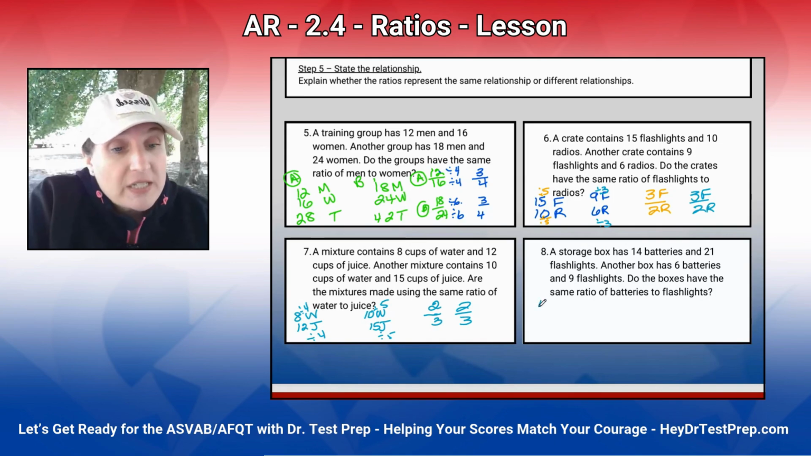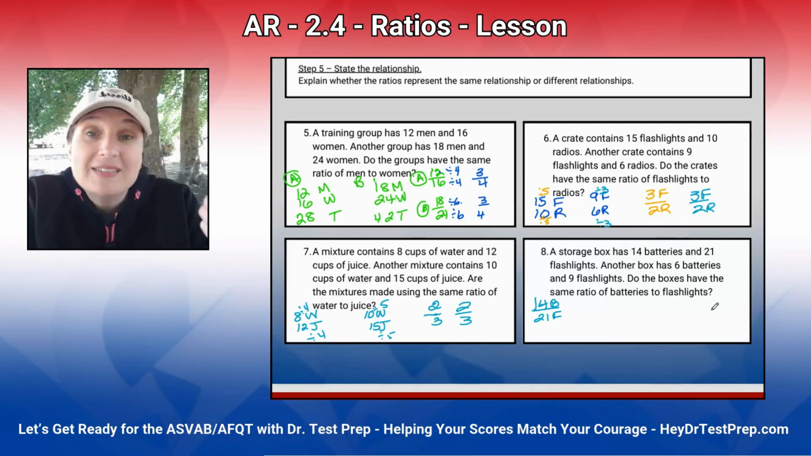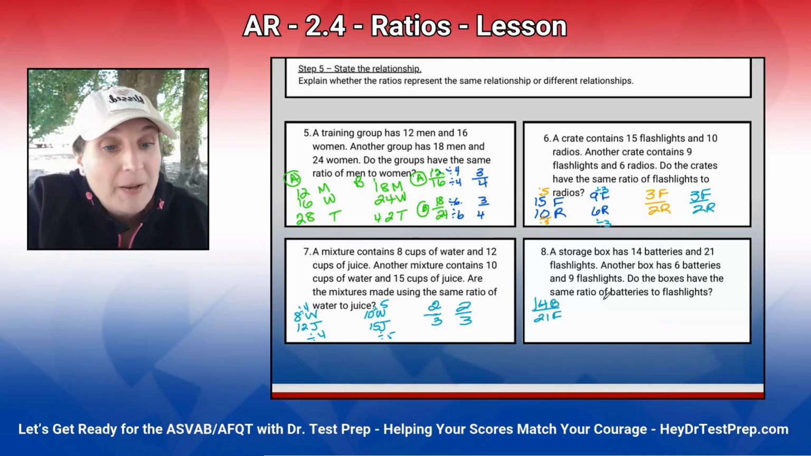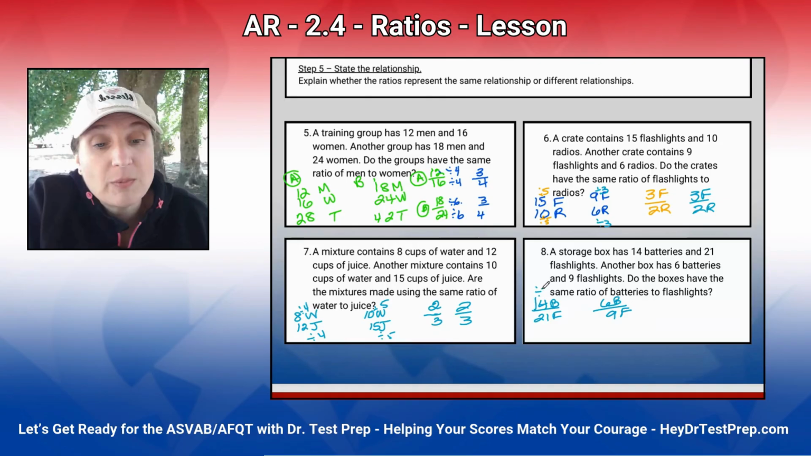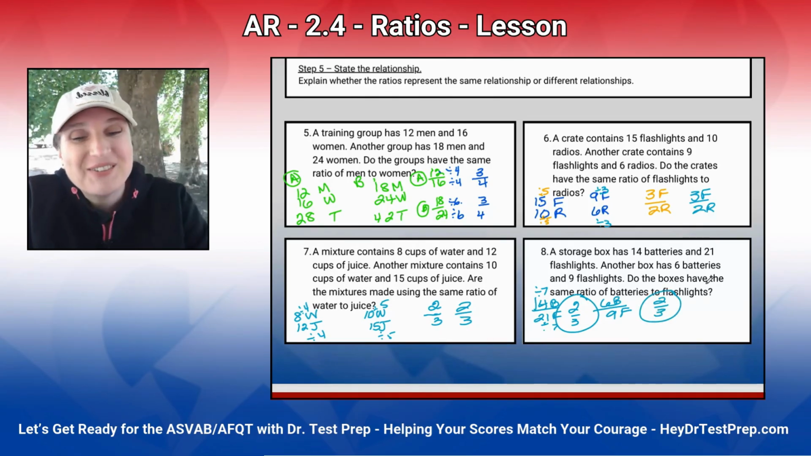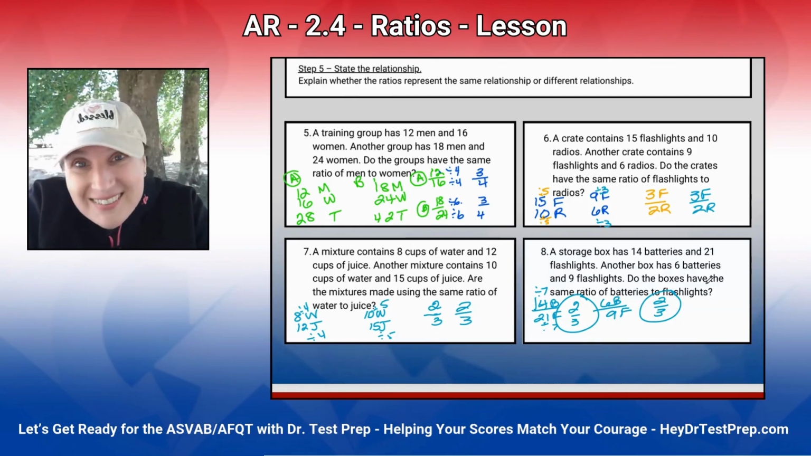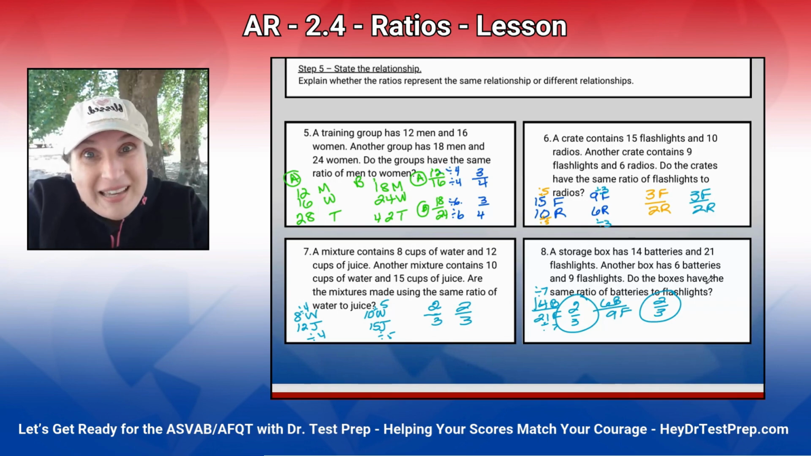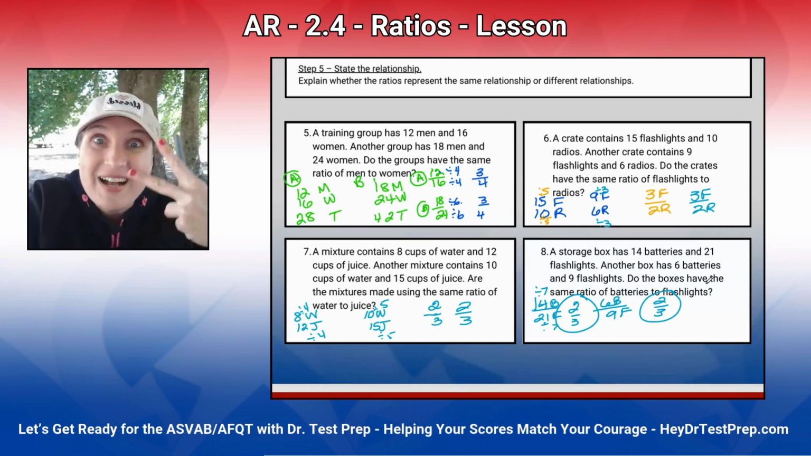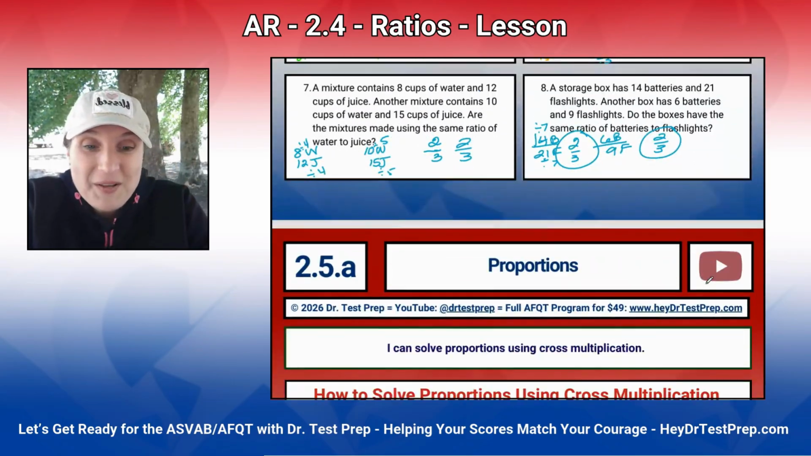All right, here we've got 14 batteries to 21 flashlights, which is going to stink because you need more batteries than flashlights, not more flashlights than batteries, but nonetheless. The other one has 6 batteries for 9 flashlights. Both of these are divisible by 7. So we've got 2/3, and both of these are divisible by 3. So we have 2/3 again. So in this case, all the ratios are the same, but it won't always be the case. And at least now you learned how to write ratios, how to reduce the fractions, and how to compare the answers.